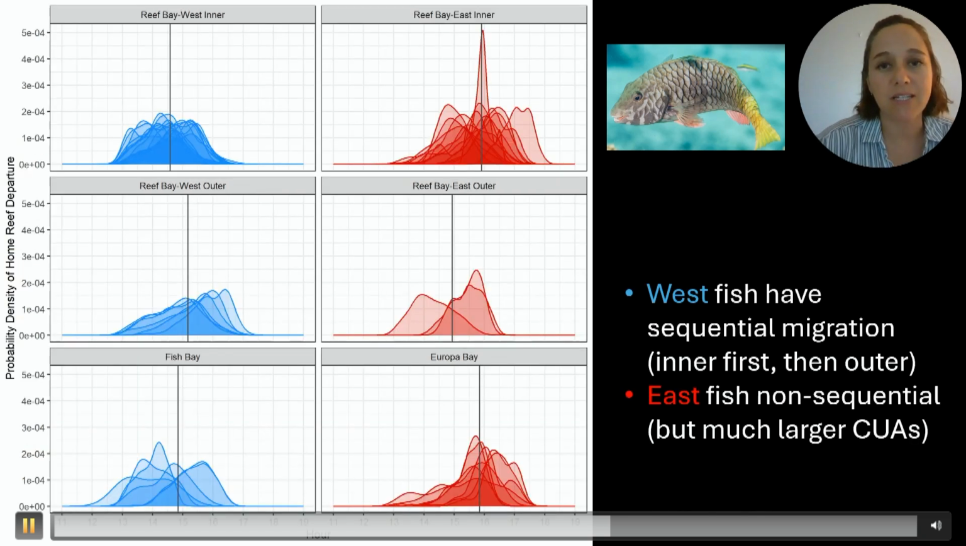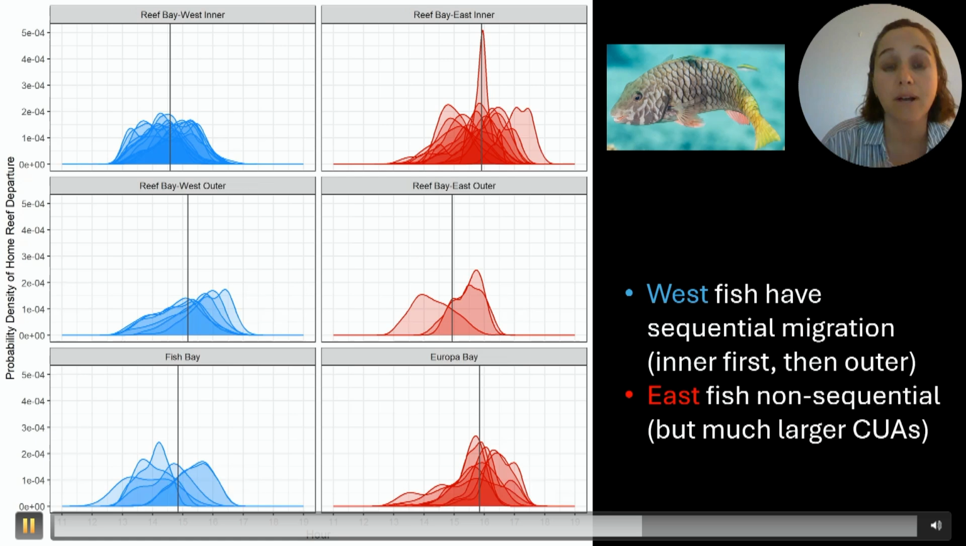We're also interested in seeing whether there was a sequential nature to the migration timing of the fish from the different areas of the bay, thinking that perhaps the fish that live on the inner parts of the bay would migrate earlier and cue the others to migrate as well. And so these plots are showing you the probability of each individual fish departing its core use area to undergo its spawning migration by the time of day.